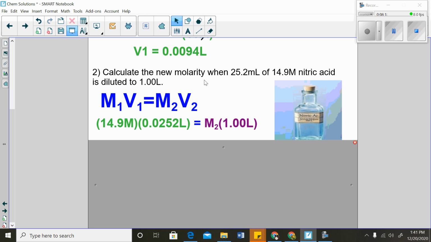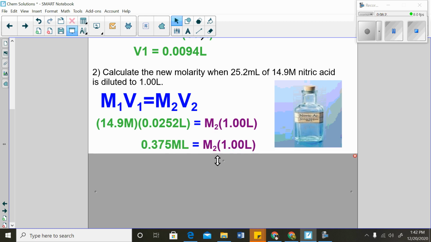equals, we were trying to figure out the new molarity. So it says calculate the new molarity, that's M2, and we know that we need 1.00 liters of it. So you will multiply 14.9 times 0.0252. This is not milliliter, this is molarity times liter, and it equals M2, which has not changed, and the 1 liter has not changed. Okay.